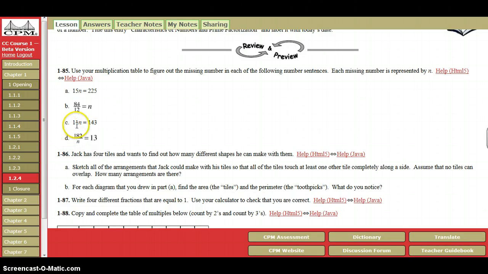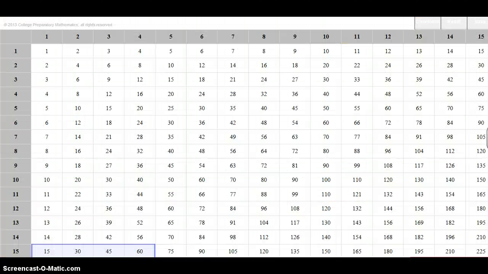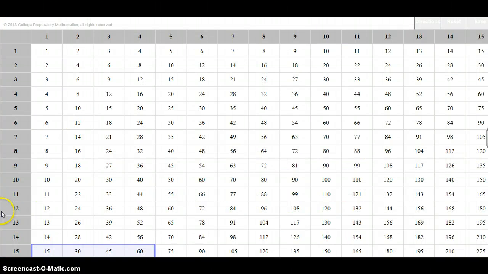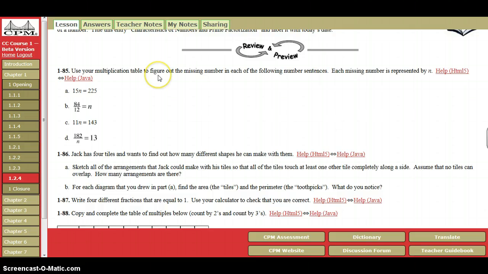For C, 11 times n equals 143. Again, go back to that multiplication chart. Look at your 11s and see if you can figure out how to solve the problem and what n equals, okay? And again for D, 182 divided by some type of number is going to give you 13. So if we take 182 and divide it by a number, one of its factors is going to be 13. So for that one, be sure to take a look at the 13s to try and figure out what you are dividing 182 by.